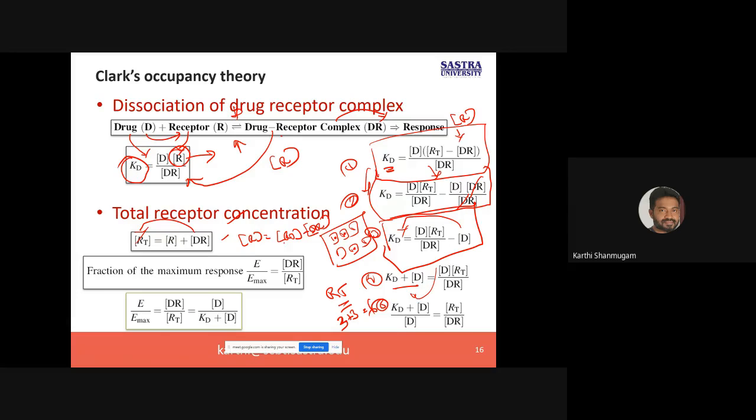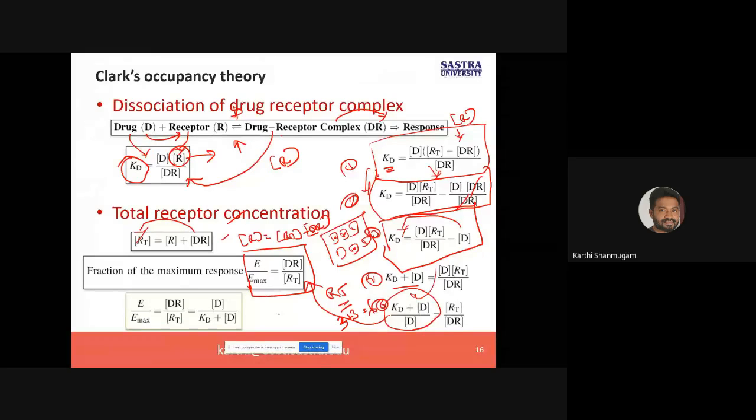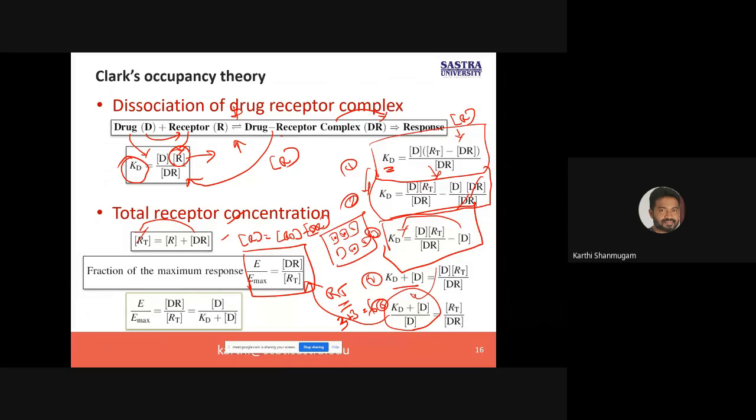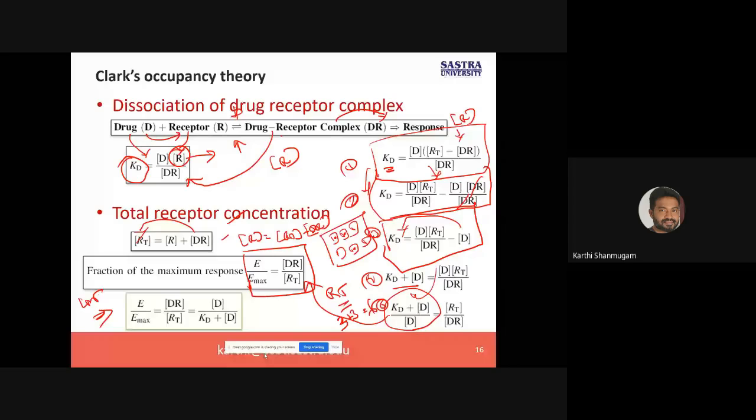Yes, sir. So now here we know the fraction of maximum response. In the basic assumption we said that E by E max is equal to dR by RT. Here we have the expression having dR by dt, so if we substitute, we can say that E by E max is equal to dR by RT, which is equal to the concentration of the drug molecule by Kd plus the concentration of the drug molecule. Is this expression understandable? This is a very last expression. Is it understandable? Yes, sir. This equation is called the Clark equation.